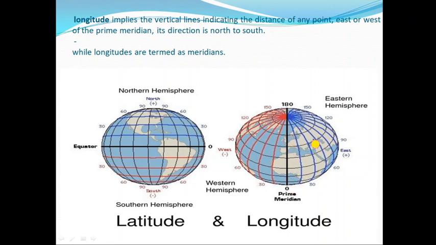Opposite to the prime meridian there is the international date line, that is the 180-degree line. This line determines the loss or gain of a day. For example, suppose this is the international date line. I start my journey from the eastern side, and this is the western side. If I start my journey today on Friday and cross the international date line, then it will be counted as Thursday. So in this way I am losing a day.